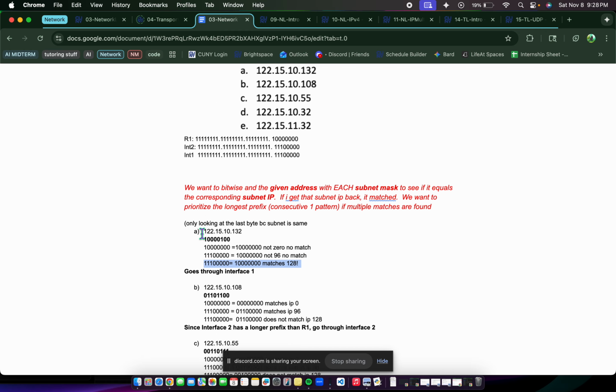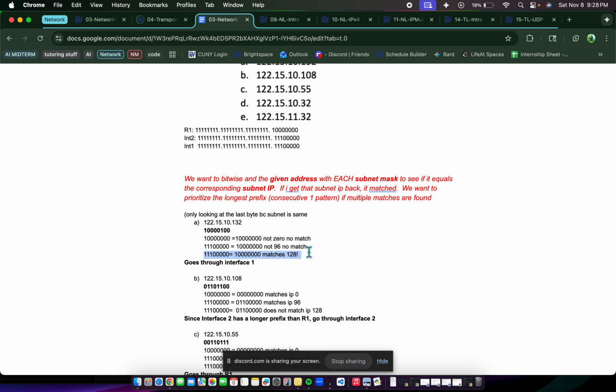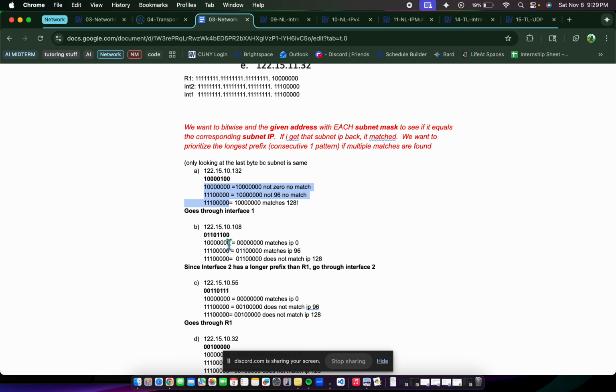So now we have our next address. This is B that we have. 122.15.10.108. So again, all of these have the same first 3 bytes, so I'm not even going to look at those. I'm just looking at my 108. So I'm going to take 108, convert it to binary. That's this bold over here. And again, I'm going to take the same 3 masks that I had here to represent the 128, 224, and 224 that came from over here. And I'm going to do the same process.